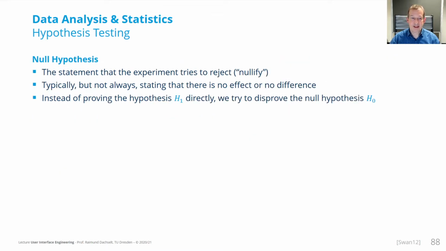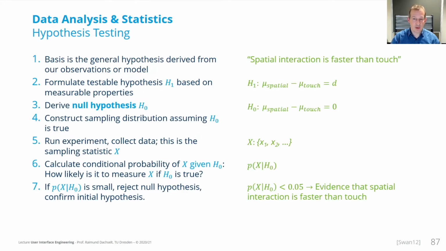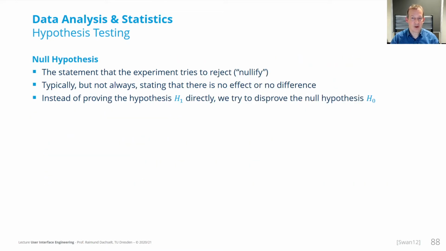The null hypothesis is a statement that the experiment tries to reject. Since we can't test the hypothesis directly, we can only try to reject the null hypothesis. That's the idea, to nullify it basically. It is typically, but not always, stating that there is no effect or no difference.